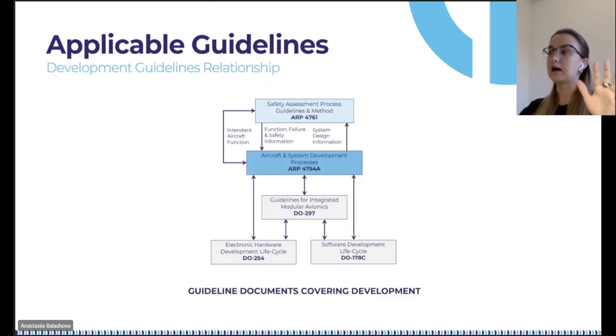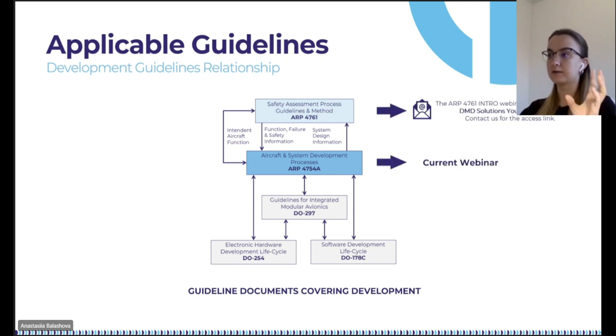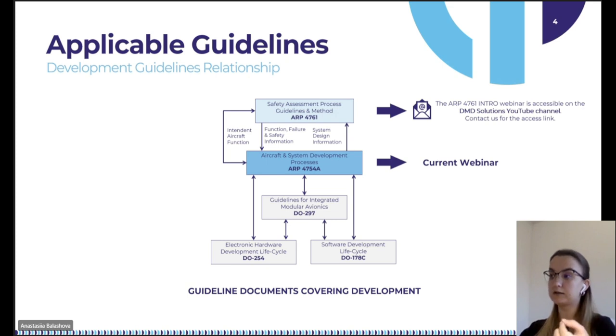The figure here outlines the relationship between various development documents, which provide guidelines for safety assessment, aircraft and system development process, which is our today's topic, and electronic hardware and software lifecycle processes. On our DMD YouTube channel, you can find a real comprehensive webinar about the ARP4761. If you're interested in watching it, please reach out to us for the link. Here, I want to emphasize that despite the hierarchical structure that we saw on the previous slide, the links between guidelines are bidirectional, implying both top-down and bottom-up dependencies.